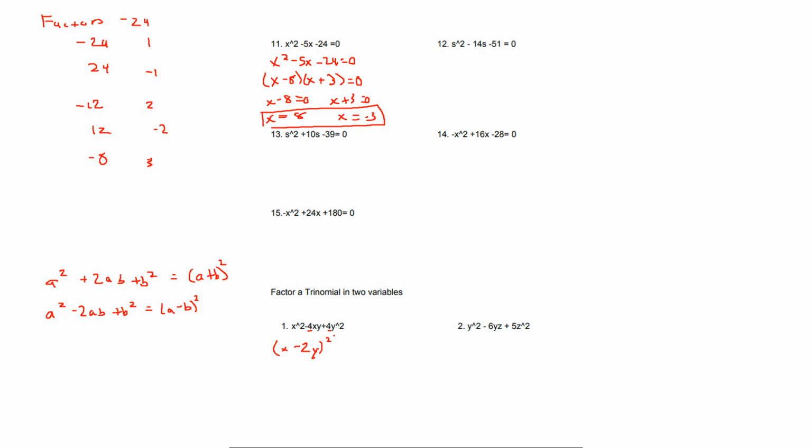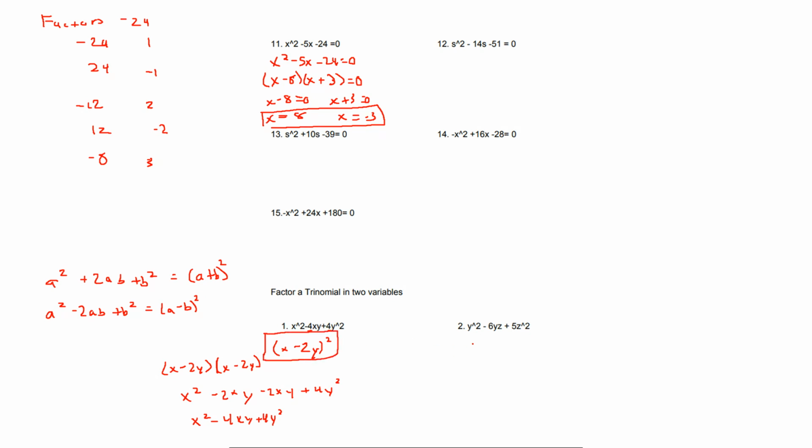And if you want to check your answers, x minus 2y, x minus 2y, you just FOIL, so it becomes x squared minus 2xy minus 2xy plus 4y squared. And as you can see, this turns into x squared minus 4xy plus 4y squared, which is what we had in the first place. So this is our answer for number 1.